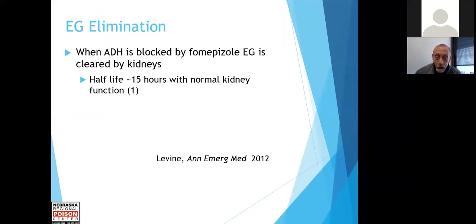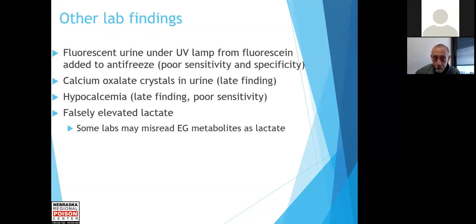Now, we are going to treat them mainly by blocking the enzymatic metabolism. But can the body still clear ethylene glycol? The good news is it can. The kidneys can still clear ethylene glycol. And this has been studied. If the kidney function is preserved, the ethylene glycol will clear with a half-life of about 15 hours.